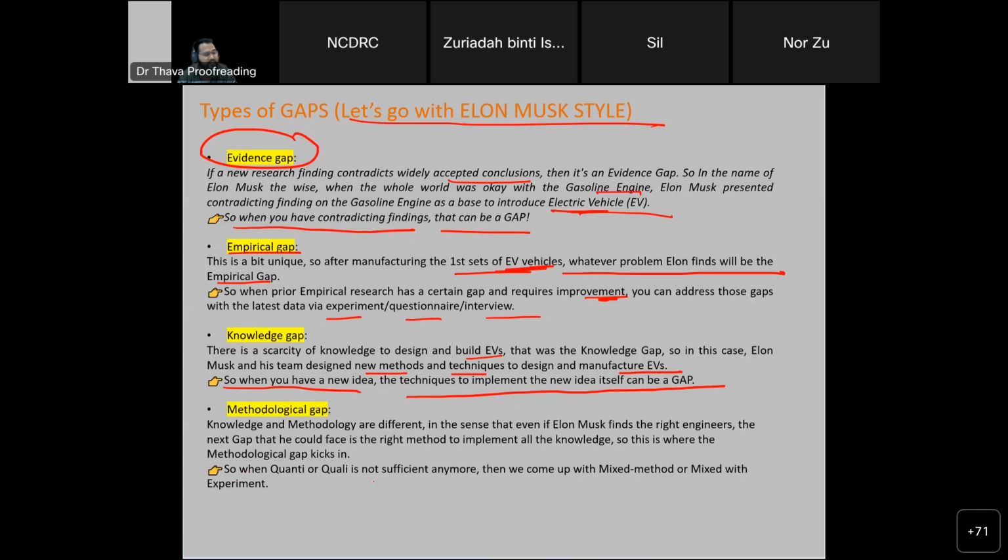So when quanti or quali is not sufficient anymore, then we come up with mixed method or mixed with experiment. So we introduce new method or mixed method with quasi-experimental, mixed method with full experimental. Or just purely content analysis with quantitative, different methods according to your methodological gap.